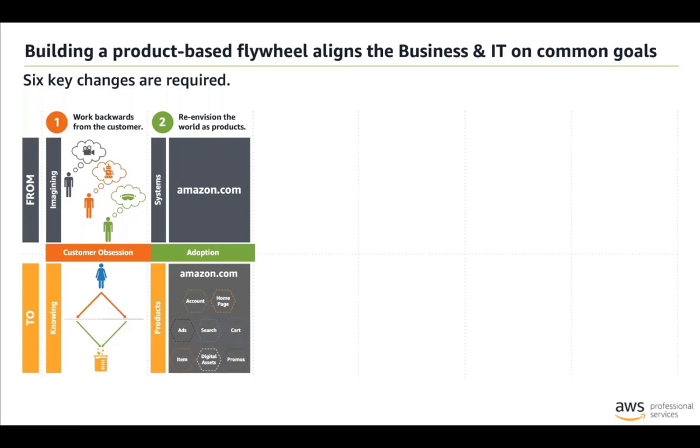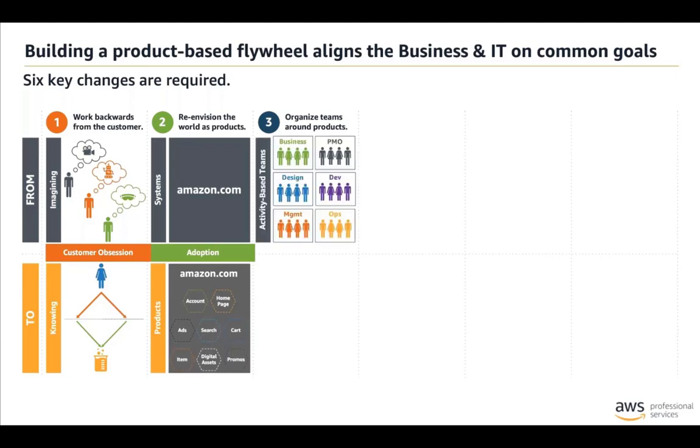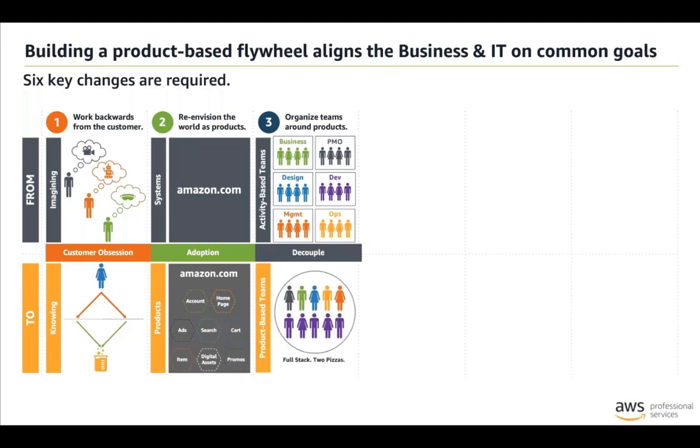Number 3, organize teams around products. In most large enterprises, teams are organized by function or activity. You have a team of business analysts, program managers, designers, architects, managers, and developers, for example. And if you want to decouple your architecture, you first need to decouple your teams. This means organizing self-sufficient teams around your future products. And in order to be self-sufficient, they need to have all of the skills that they need to deliver the product on the team, minimizing the amount of communication overhead that you see in activity-based organizations.